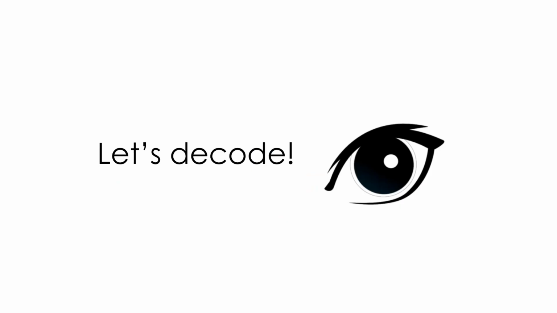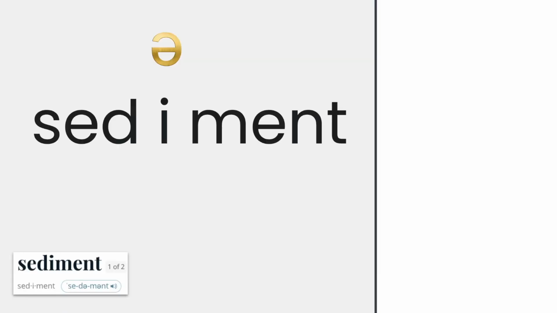Let's decode some words. First step, let's look for prefixes and suffixes. Second step, identify the vowels to determine how many syllables you'll have. Then we're going to divide our word into syllables. This word is sediment.